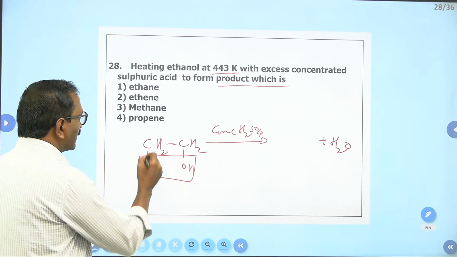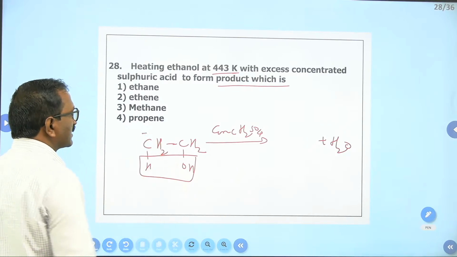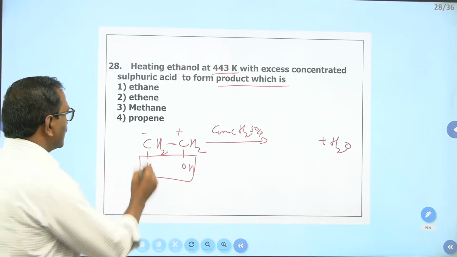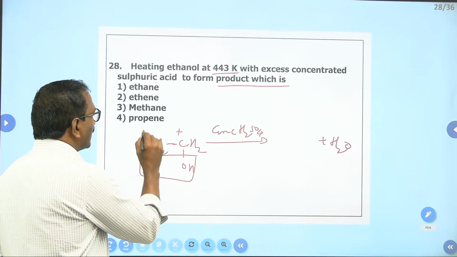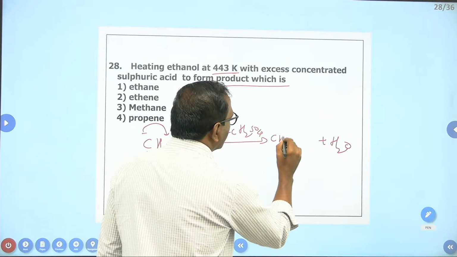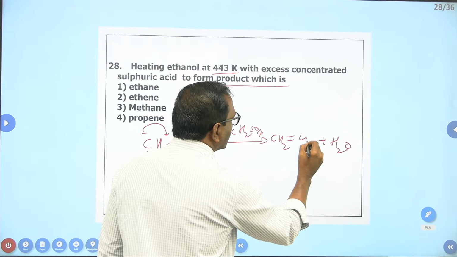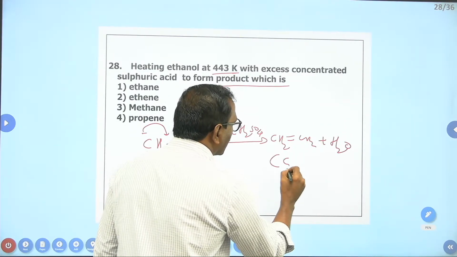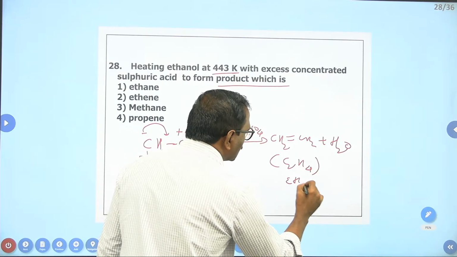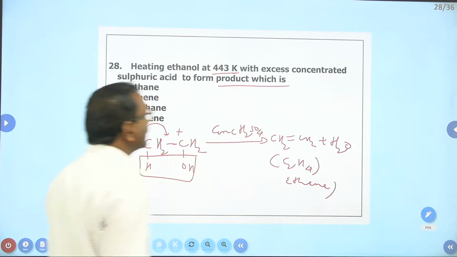Then what will happen here? Now hydrogen is lost, so C carries a minus charge. OH is lost, so this C carries a plus charge. The minus charge is excess of electrons, responsible for the formation of the pi bond. Then you are going to get CH2 double bond CH2, molecular formula C2H4. The name of this product is ethene. What is it called? Ethene.